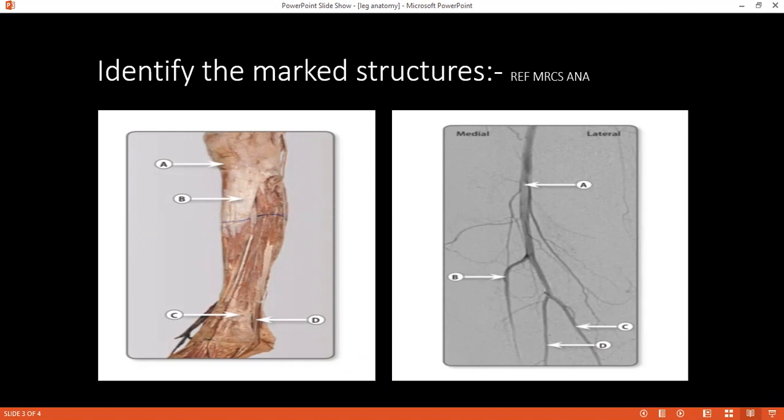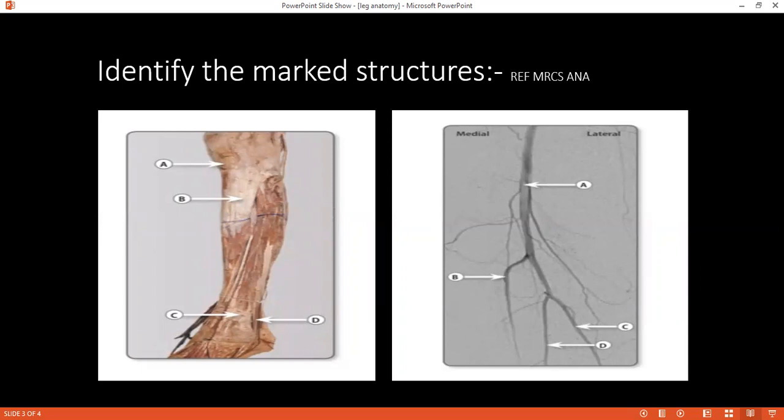Can you please tell me the nerve supply of each compartment? The posterior compartment is mainly supplied by the tibial nerve. The anterior compartment is supplied by the deep peroneal nerve, and the lateral compartment mainly by the superficial peroneal nerve.